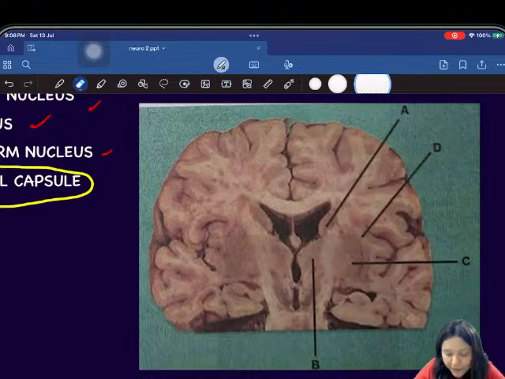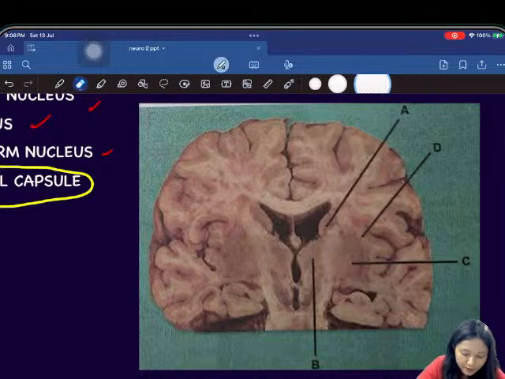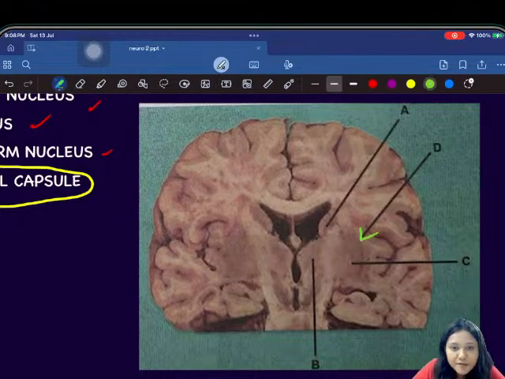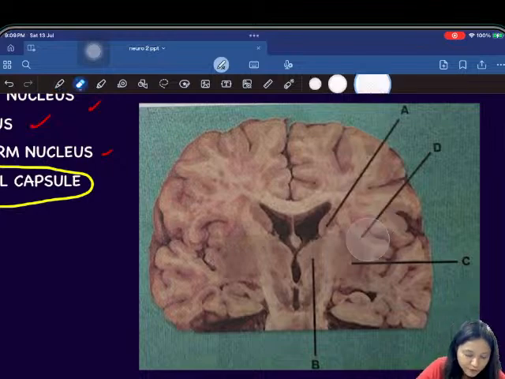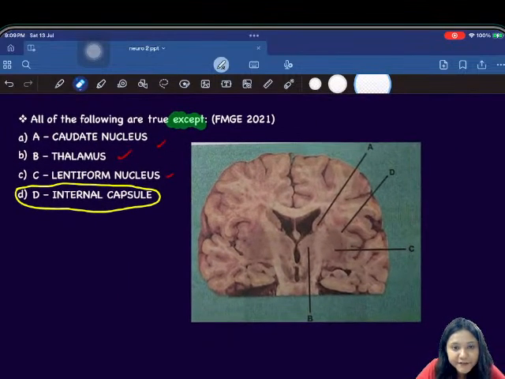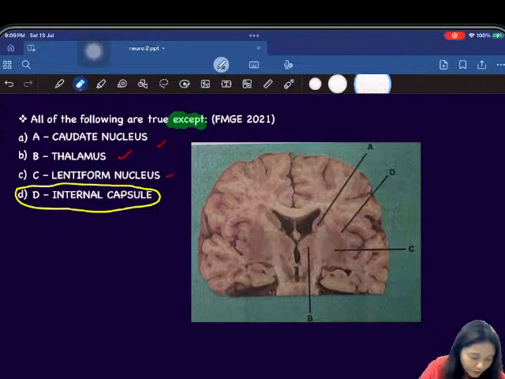So next time they might ask you about this area. What is this area? Let us study about this area as well. So the answer here is D, internal capsule. It is obviously wrong. No, D is not thalamus. Sorry, D is not thalamus.